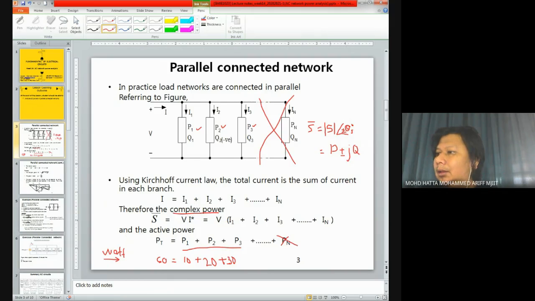Since we are using the total current over here, we're going to have a total complex power. Basically, this is a total complex power, this is a total apparent power, and this is also a total active and total reactive power. So that's what's going to happen from this voltage and current multiplication. And as I mentioned just now, if you have this P1, P2, and P3 value, you can simply add those three values to get your total active power over here.